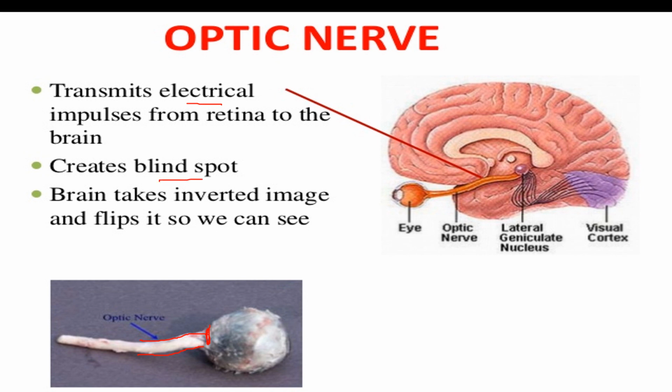The brain takes the inverted image and flips it so we can see. Here is the eye, and it is innervated by the optic nerve, which carries the electrical impulse, and this is received by the visual cortex, where the inverted image is formed. So it is flipped and visualized.